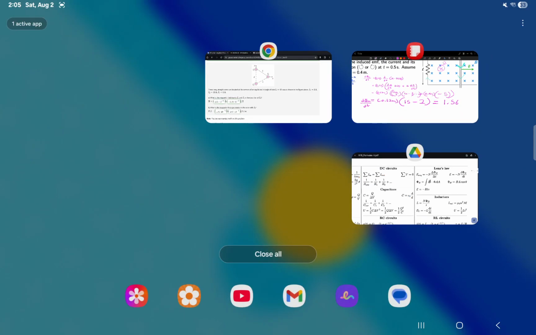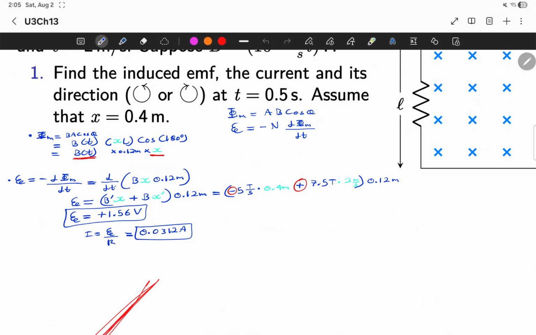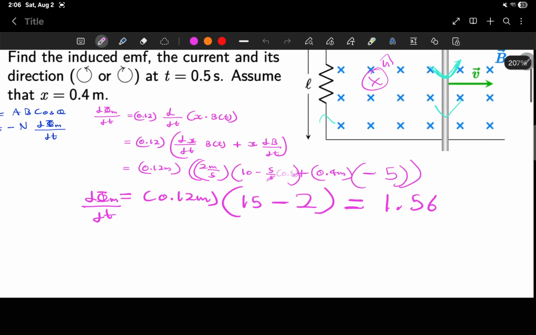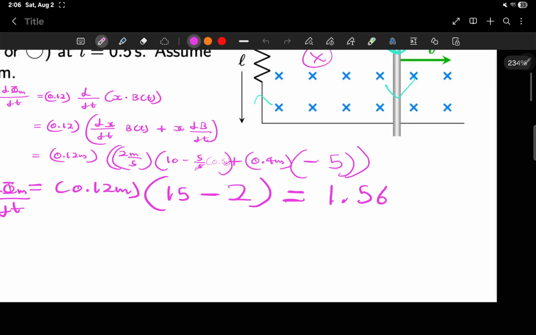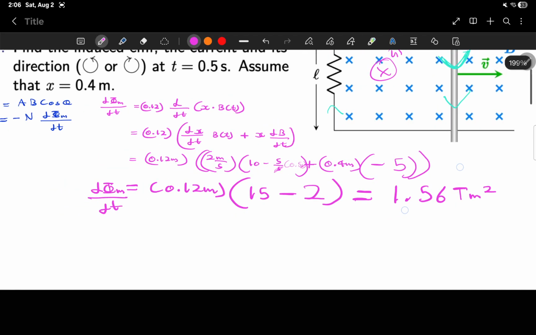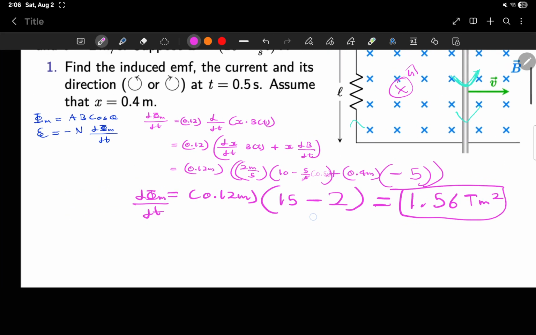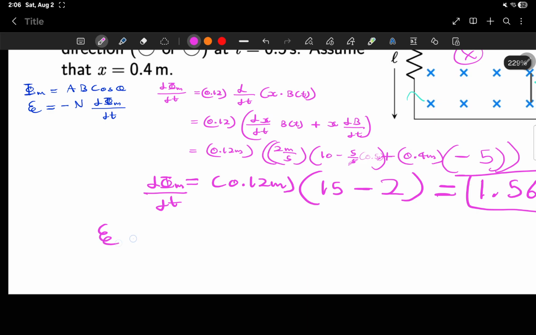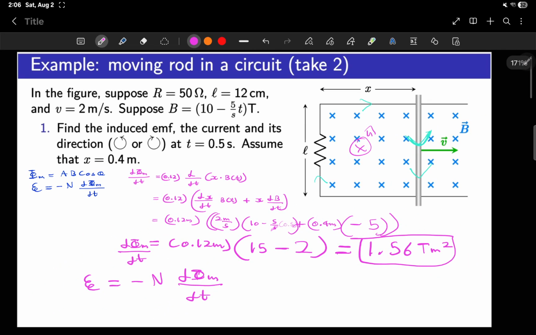And the units, I believe, are Tesla meters squared. So we found the change in flux, but we actually have to find the EMF, which is going to be the following formula: minus N change in flux over change in time. Now in this scenario, we need to find N. N is just the number of loops, or the number of turns. In this case, we only have one turn, or one loop. So hence the number of turns is just 1.